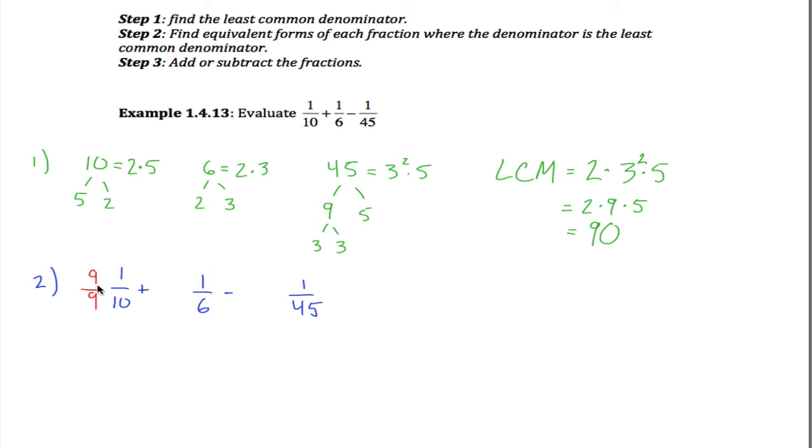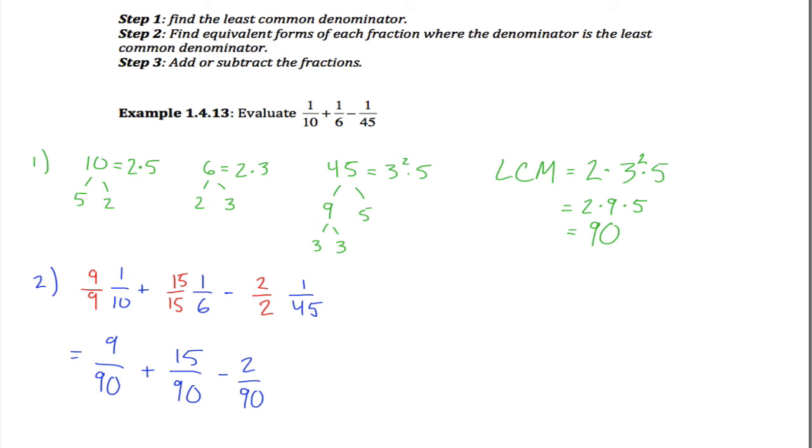Got to make sure I do it to the top and the bottom so I don't change the value of this fraction. Similarly, to change 6 into 90, you'll want to multiply the top and the bottom by 15. And to change 45 into 90, we'll multiply the top and the bottom by 2. So what I've now done is I've changed the original question into an equivalent question where I'm asked to add 9 90ths and 15 90ths and then subtract 2 90ths.